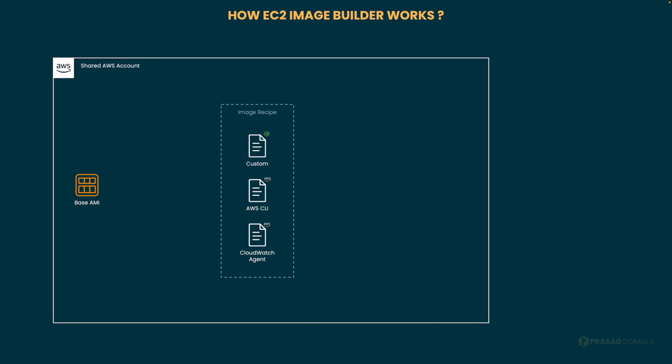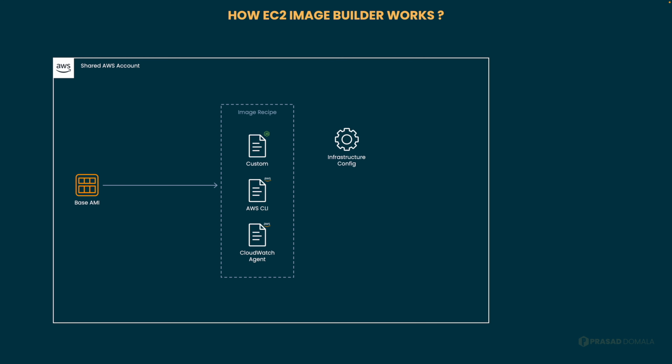All these components are bundled together in a resource called an image recipe. An image recipe is nothing but a collection of components. And we can create recipes based on our requirements. Say, for example, we can have a web server recipe with Apache and other related packages installed. And similarly, we can have another recipe for a database server with MySQL and related packages installed.